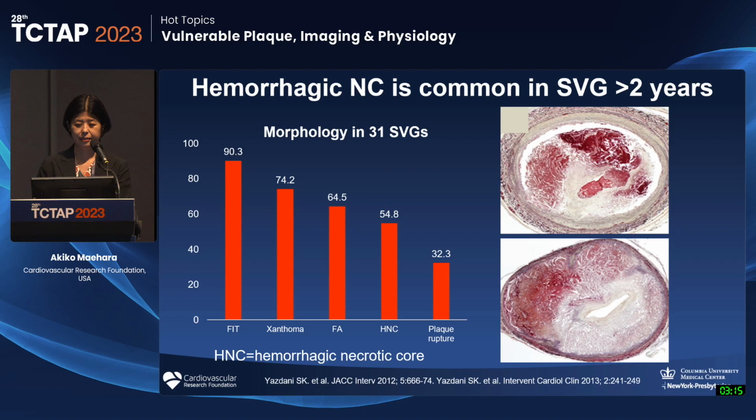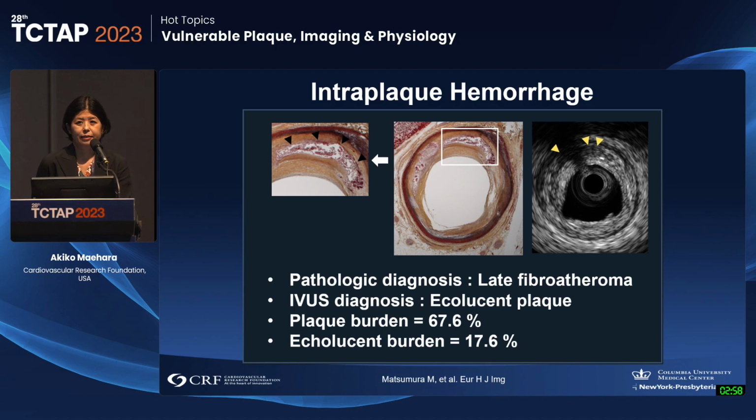And one more interesting finding by the pathologist: the SVG graft has more frequent intraplaque hemorrhage-related necrotic core. That's just an observation, but that could be the reason for such poor prognosis of the SVG graft. And we are interested in how intraplaque hemorrhage looks by imaging. This is a description which we presented.